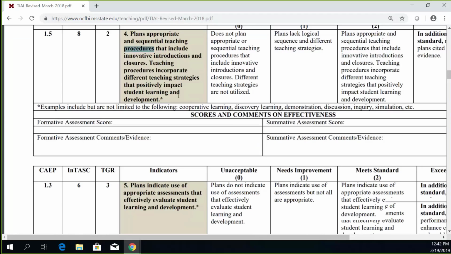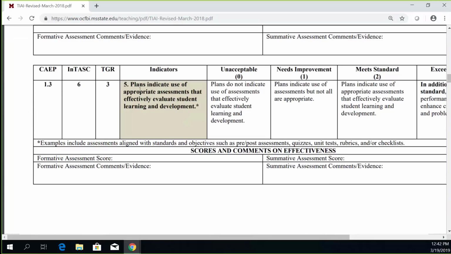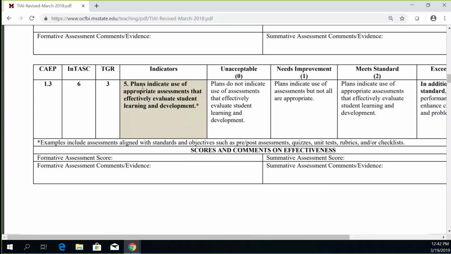Very easy to do. Plans indicates appropriate assessments. What column would that be in? There you go, assessments. He's rocking and rolling today.